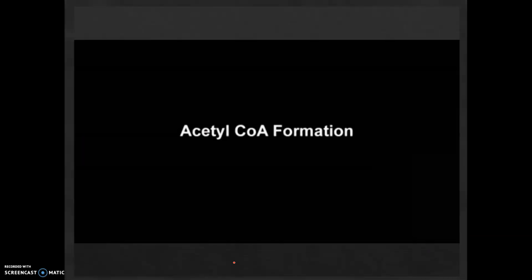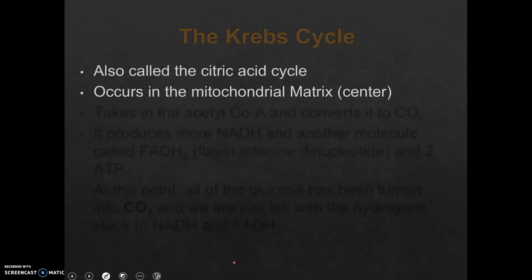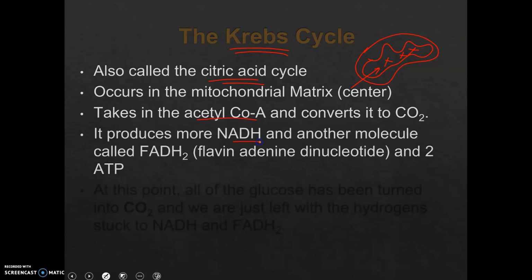All right. And then our next step is the Krebs cycle. It's also called the citric acid cycle because that's actually the first thing that's made in the Krebs cycle, citric acid. So two names, Krebs or citric acid, it's the same thing. And it happens in the matrix, which remember is this center area of the mitochondria here. This is the matrix. So it's going to take the acetyl-CoA, this was what was made in the previous step, and it's going to convert the remainder of that to carbon dioxide. It's going to make some more NADHs, and it's going to make another molecule called FADH2, flavin adenine dinucleotide, and it's going to make 2 ATP.